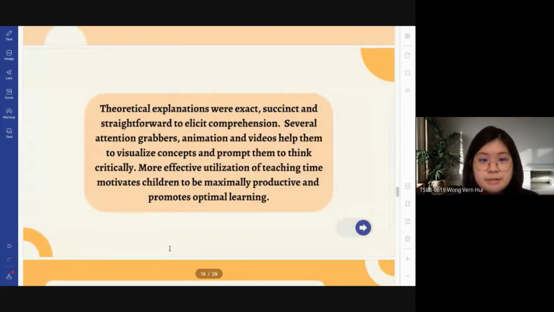In the website, a theoretical explanation will be succinct and straightforward to elicit comprehension. Several attention grabbers, animation, and videos help them to visualize concepts and prompt them to think critically. This is how utilizing media and materials benefit the students. More effective utilization of teaching time motivates students to be maximally productive and promotes optimal learning.